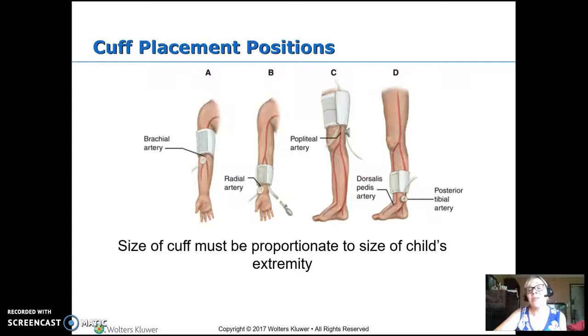So you're going to see they do a lot more legs and lower legs because they can get it without upsetting the child. If you do it on a different extremity or different part, you got to think about where the artery is. If you're on the lower extremity, the popliteal artery is behind the knee. If you're on the lowest part of the leg, that posttibial artery is right behind the ankle.